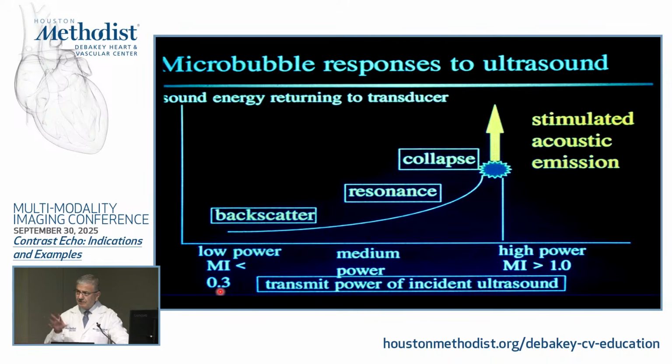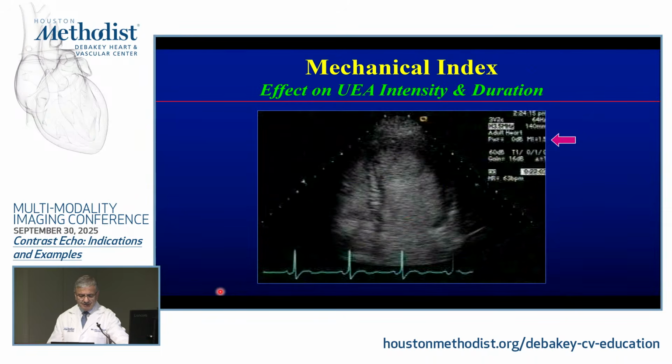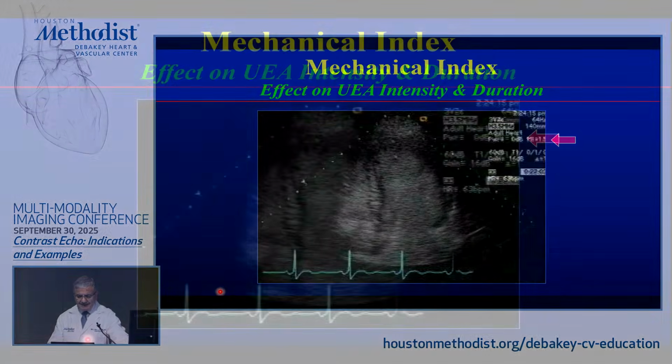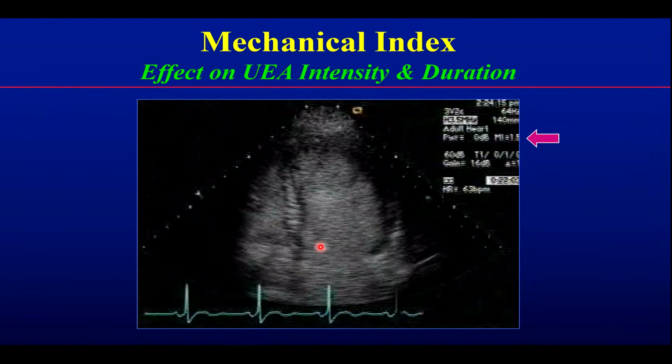So you set contrast, whatever it is, and the preset is to lower the mechanical index to start with. Now you may not be able to see as well the myocardium or the other structures, but you will enhance it for contrast imaging because these microbubbles will resonate and will emit this. This is the effect of intensity and duration of the mechanical index.